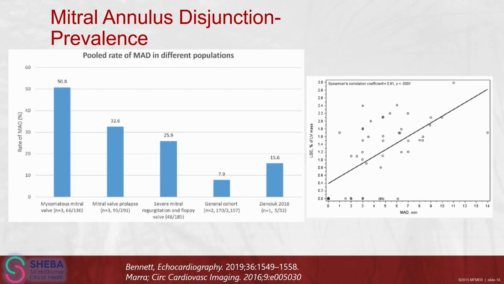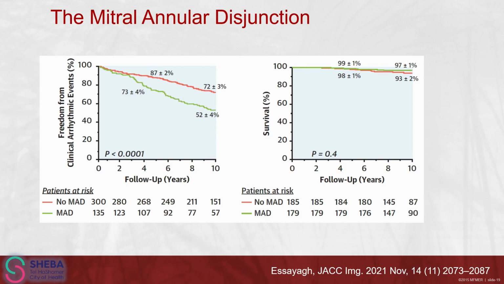Mitral annular disjunction is important, but should not be overemphasized. It is a very common finding. We can see it in about 1/3 of patients with MVP and about 2/3 of the patients with the myxomatous variant. It is, in fact, associated with arrhythmia, but in this largest cohort from the Mayo Clinic, it was not associated with increased mortality.